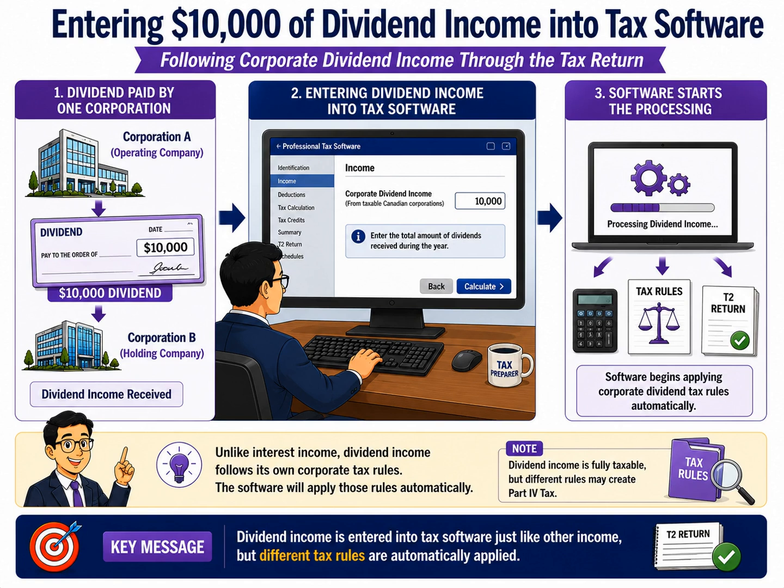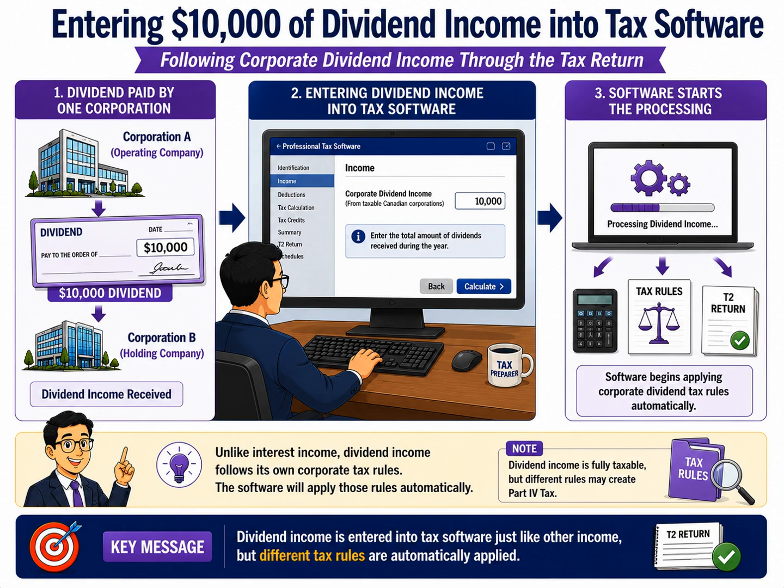Although both interest income and dividend income are forms of investment income, they follow different paths through the corporate tax system. The software identifies the type of income first and then applies the appropriate provisions of the Income Tax Act. At this stage, you don't need to worry about calculating Part 4 tax or determining whether the dividend came from a connected corporation or a portfolio investment. Those calculations happen automatically after the software analyzes the details of the dividend.